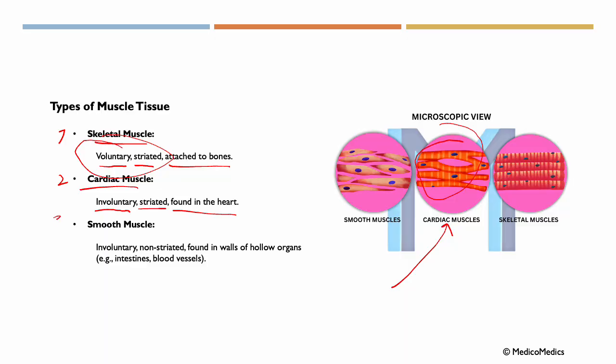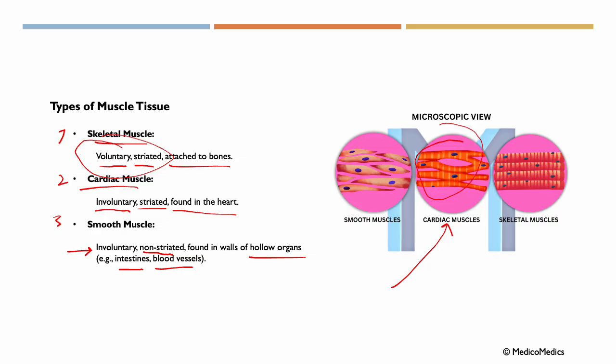Furthermore, we have smooth muscle. These are also involuntary, so they're not in our control, but they are non-striated. These are found in the walls of hollow organs, for example, our intestines or our blood vessels.